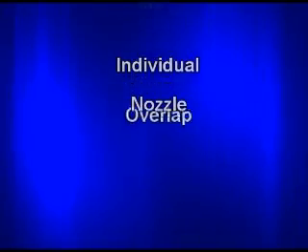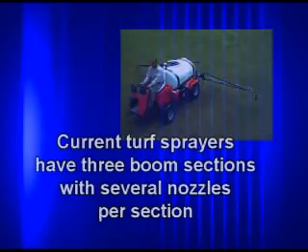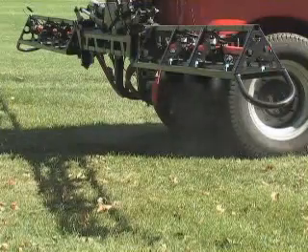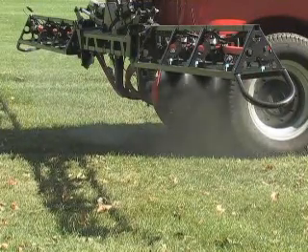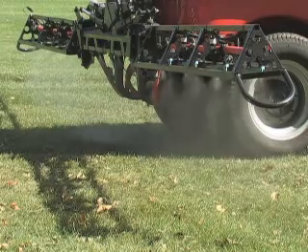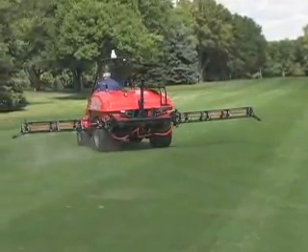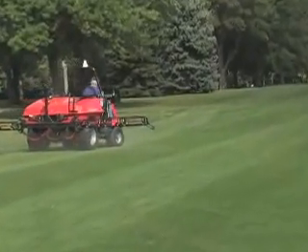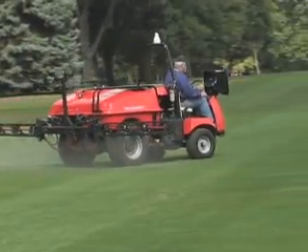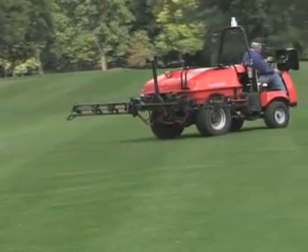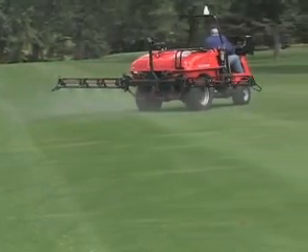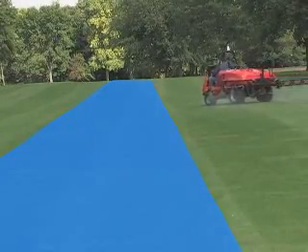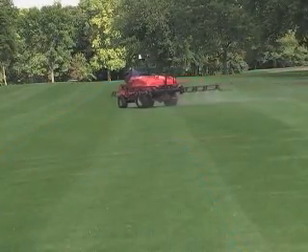Individual nozzle overlap control. Current turf sprayers have 3 boom sections with several nozzles per section. SharpShooter with Envizio Pro and Switch Pro provide 10 sections, allowing the possibility of individual nozzle control. With this technology, individual nozzles will now automatically and instantly shut off as the boom passes over areas that have already been applied. It automatically and instantaneously turns the individual nozzles back on when it encounters unapplied areas. Finish passes or skips can be sprayed with only the individual nozzles required for complete coverage.